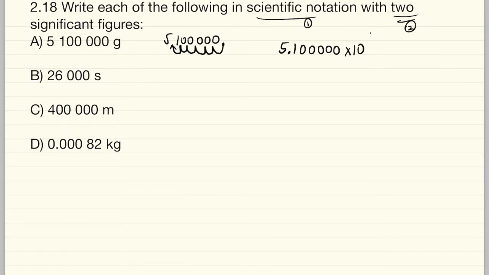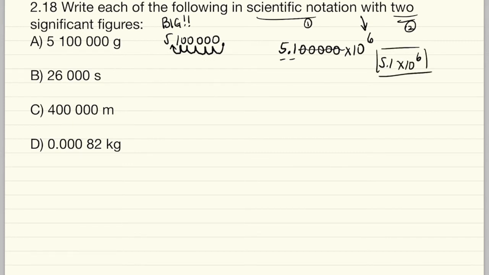I moved that. And remember, it's going to be a positive exponent because this is a big number or a large number, right? So for large numbers, you want to have a positive exponent, not a negative 6 here. Okay? Now we need to write this with two significant figures. So what we need to do is round this down, truncate all those, and so it would be 5.1 times 10 to the 6. Okay.